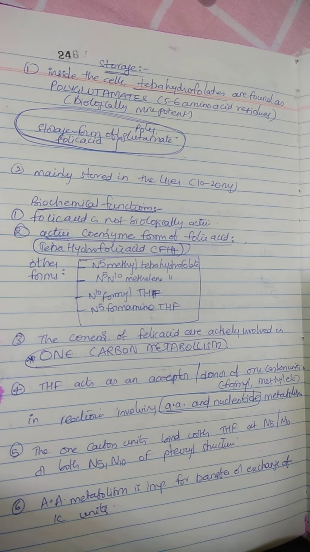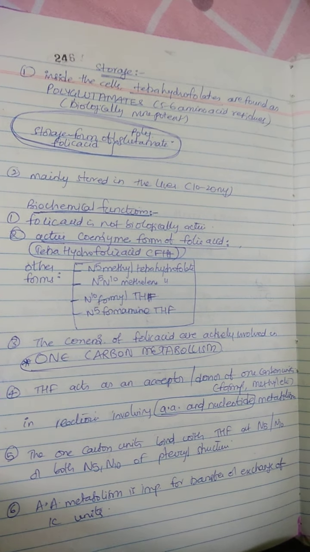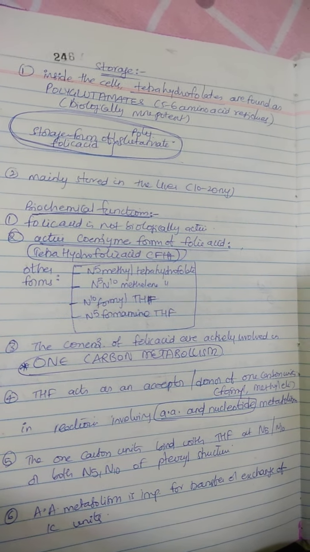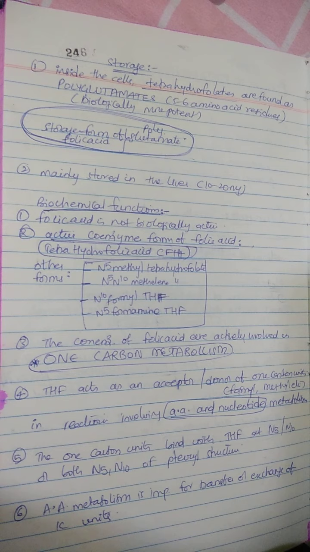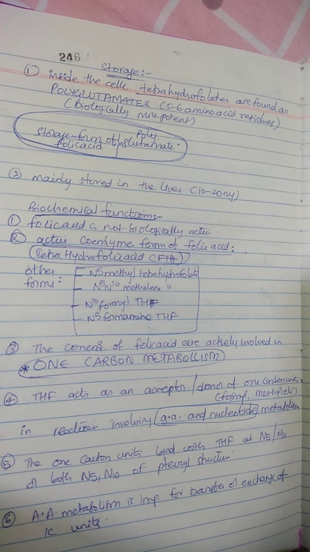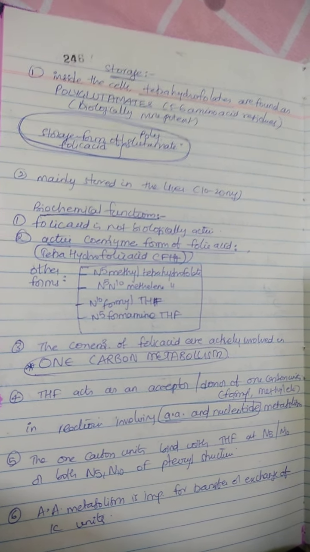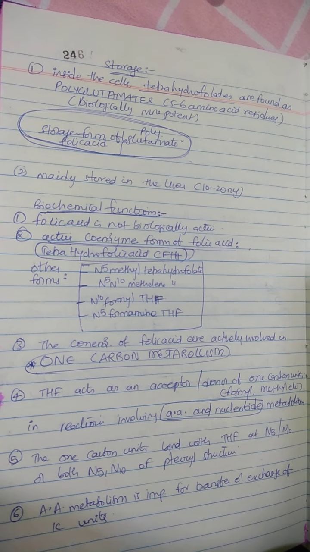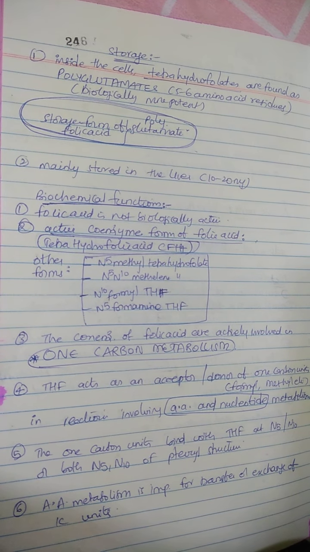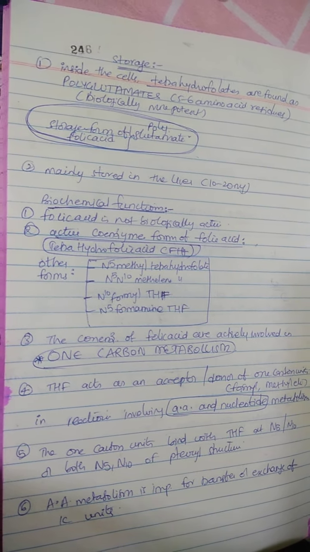The active coenzyme form of folic acid is tetrahydrofolate. Other forms include N5-methyl tetrahydrofolate, N5,N10-methylene tetrahydrofolate, N10-formyl tetrahydrofolate, and N5-formimino tetrahydrofolate. The coenzymes of folic acid are actively involved in 1-carbon metabolism. Tetrahydrofolate acts as an acceptor or donor of 1-carbon units, formyl, methyl, etc., in reactions involving amino acid and nucleotide metabolism. The 1-carbon units bind with tetrahydrofolate at N5, N10, or both N5 and N10 of the pteridine structure, and amino acid metabolism is important for transfer or exchange of 1-carbon units.